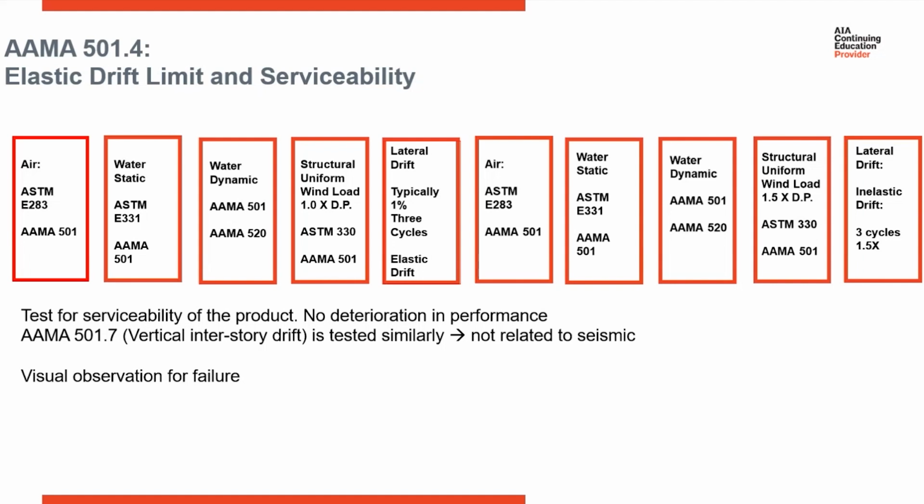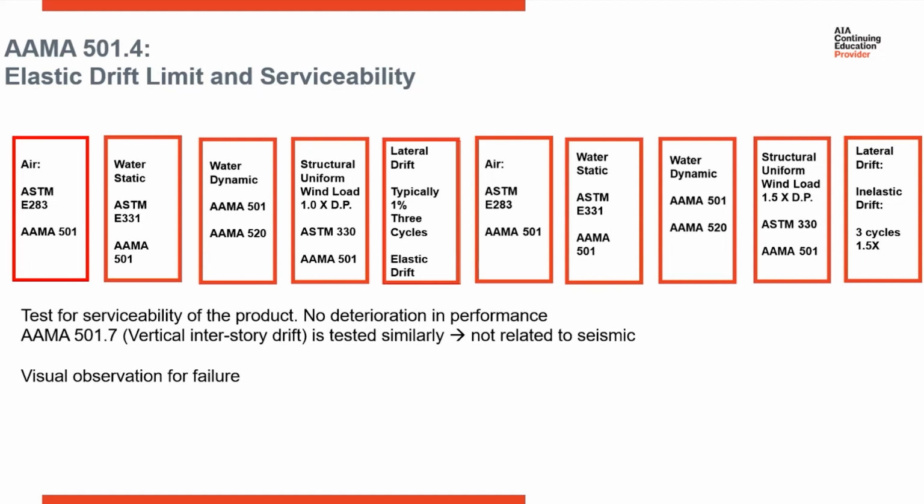So if you had a story that was 10 feet tall, 1% of that would be 1.2 inches. And you do that for 3 cycles. So a cycle will be moving back or to the left 1.2 inches, going back to 0, then moving forward 1.2 inches, then going back to 0. And you will do that 3 times to complete your lateral drift testing.